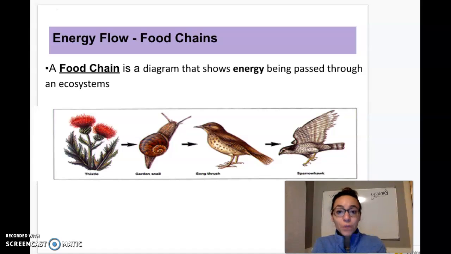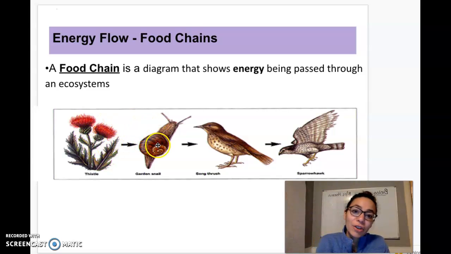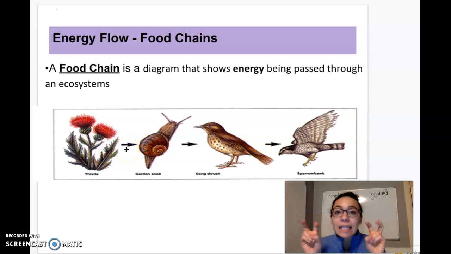Okay, so a food chain, these diagrams that I know you've studied in middle school, is the diagram that shows energy being passed through an ecosystem. So they always start with some kind of producer, and the arrows are showing the direction that the energy is flowing. So it's really important when you guys start drawing your own food webs and food chains to show the energy going from the producer to the consumer, or from the thing that's being eaten to the eater, right? Another way to think of it is the arrow says is eaten by.